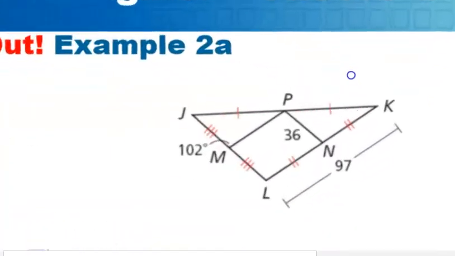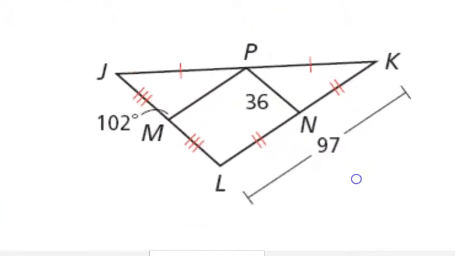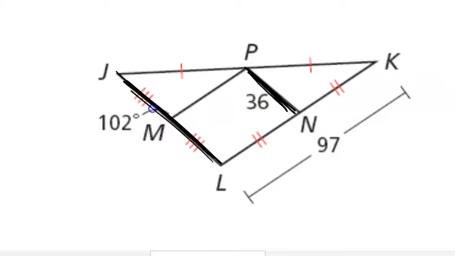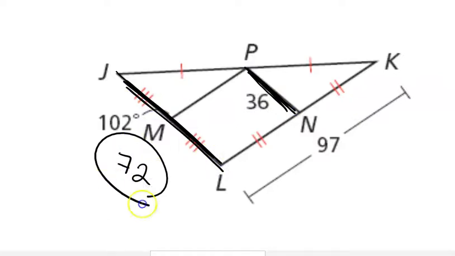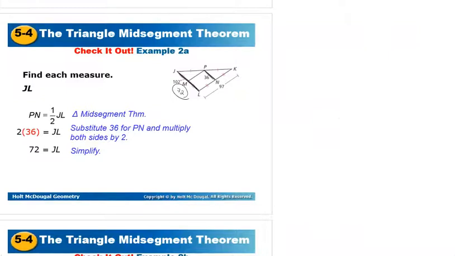So let's look at this one. We have J, we're trying to find JL. And wow, that did not zoom very well. Okay, so JL is right here. It looks like across from it we have 36, so this is probably going to be twice the 36, so it's going to be 72. We just did 36 times 2.